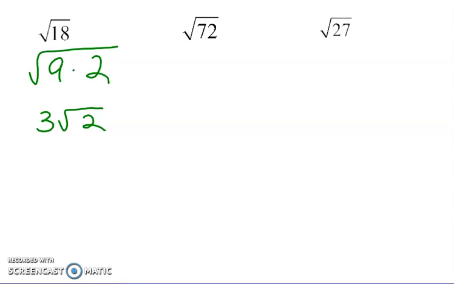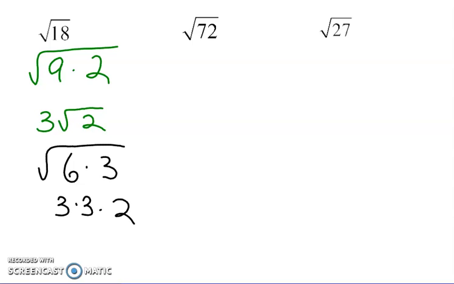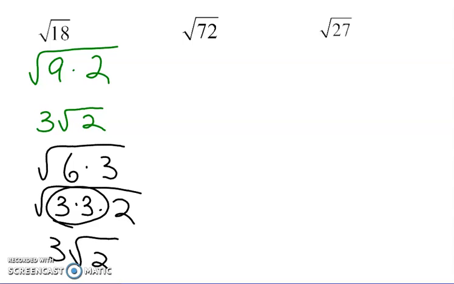Even if we didn't recognize the perfect square that goes into 18, let's say you said, well, 6 times 3 is equal to 18. So we go 6 times 3. But that's not the complete factorization of 18. So we go 3 times 3 times 2, with 3 times 2 being our 6. There's our pair of 3's that we pull out. The 2 stays under the radical.